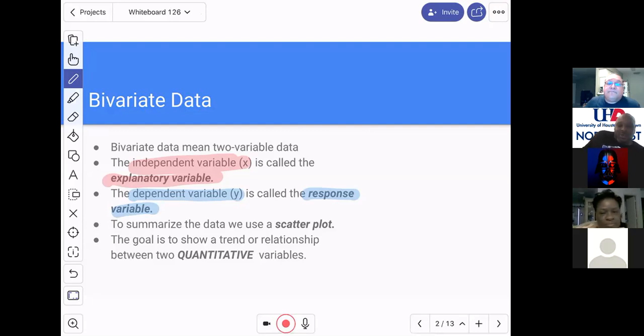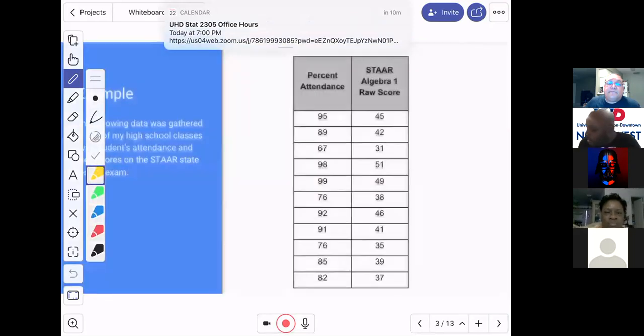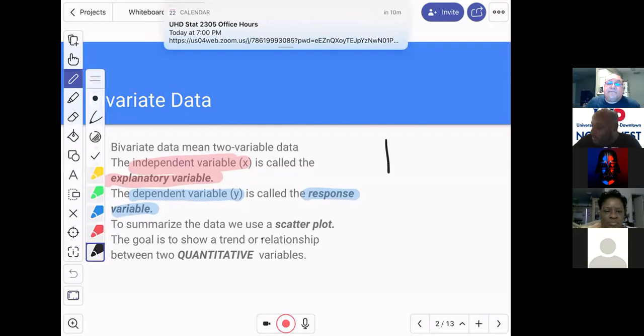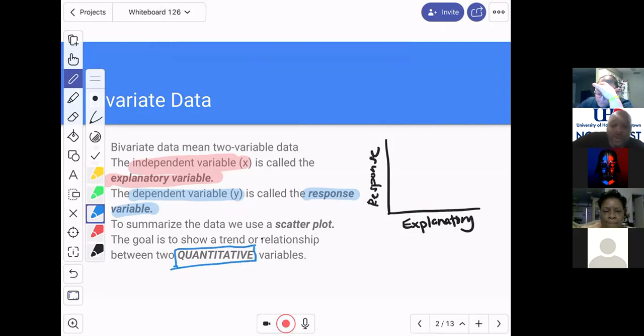So we're going to use that to summarize the data. We use a scatter plot. And all a scatter plot does is it takes the X variable, or the explanatory, and puts it on the horizontal axis, and it takes the response and puts it here. And our goal is to show the trend or relationship between the two. And again, this only works for quantitative variables. We only use regression for quantitative variables.